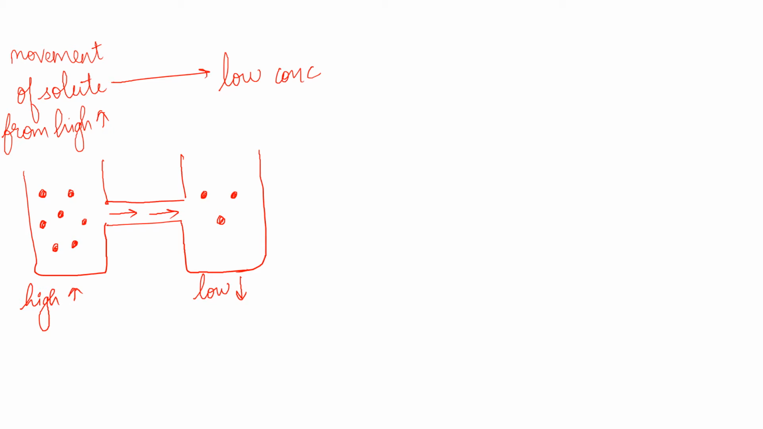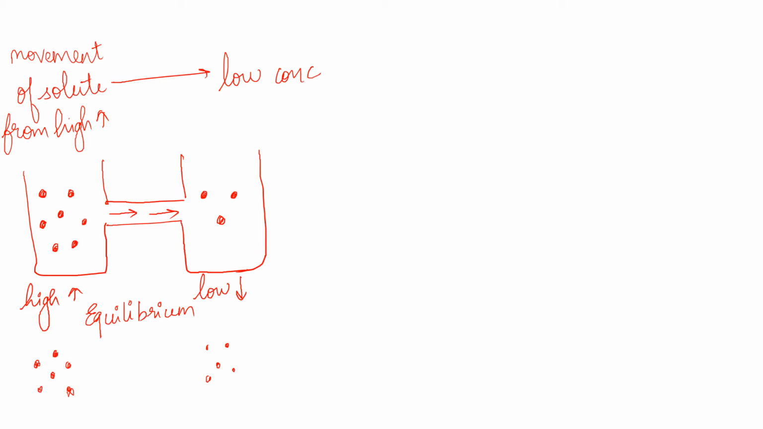And how long does this movement go on? This goes on till both the sides attain equilibrium. Okay, so if you want to draw it, you will say that here there will be 5 and here there will be 5. Sorry, I have drawn one more extra. So 5 and 5. So this is equilibrium.